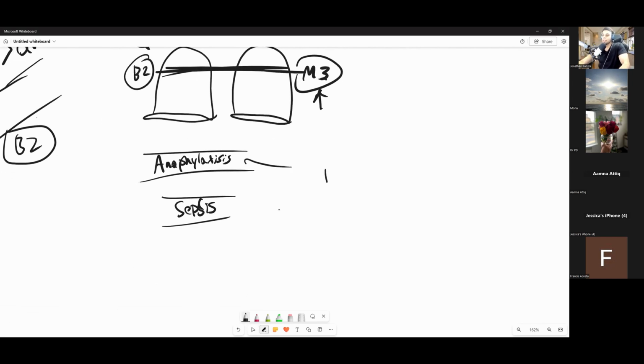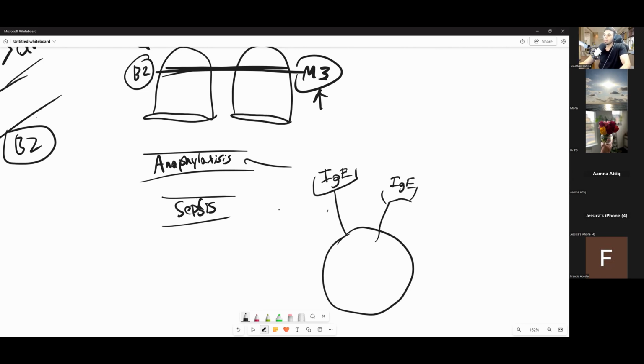Anaphylaxis has to do with IgE activation on the mast cells. Remember, mast cells have IgE right on their surface. This IgE is primed already. It has sensitized itself to a certain type of allergen. So when we make contact with this allergen, IgE will bind it and it will increase the amount of receptors on its surface.